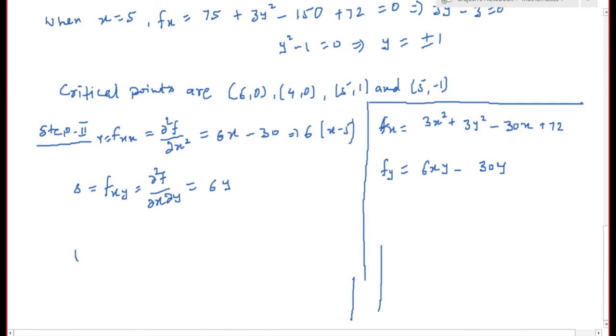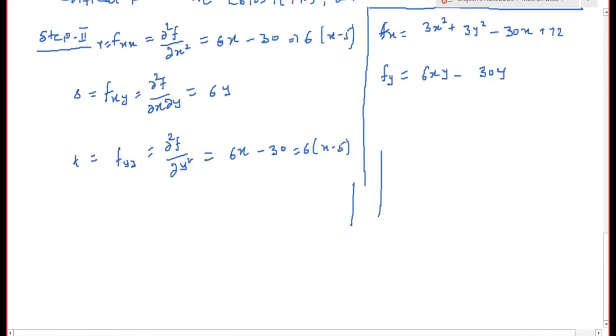Now the third second order derivative, that is t. It is f of yy, that is del 2f upon del y square. So it is going to be 6x minus 30, or in the same way we can have 6 into x minus 5. Now we go for the second order derivative test.